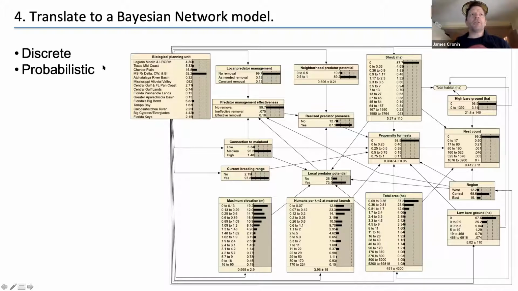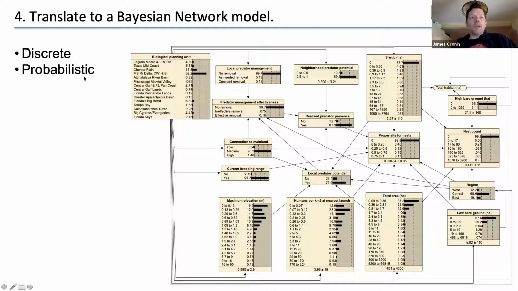So Bayesian network models are discrete probabilistic models. When I say discrete, I mean that each variable is divided into unique bins. So for example, if you look at nest count, there's a bin that is 0, and there's a bin that is 1 to less than 17, and then 17 to less than 80. So count is a continuous variable, but we still have to discretize it. Other ones, like local predator management: there might be no removal, or they might be removing them as needed, or there might be constant removal. And for predator management effectiveness, if they're not removing them, then there's just no removal. But if they're taking some action, it could be ineffective removal or effective removal.